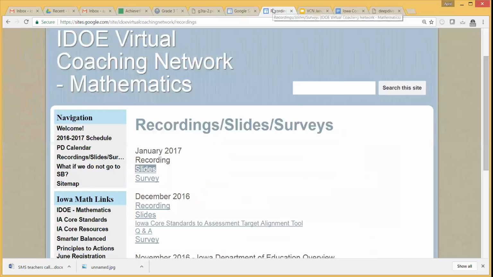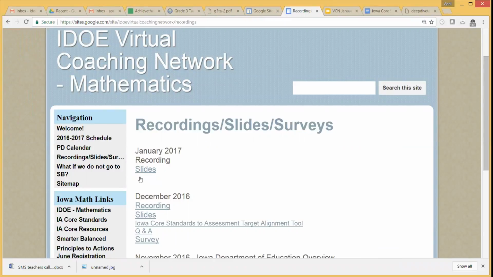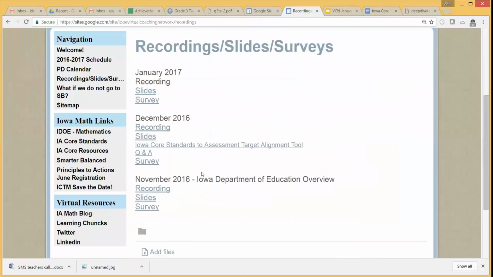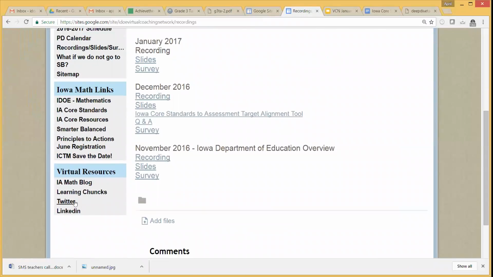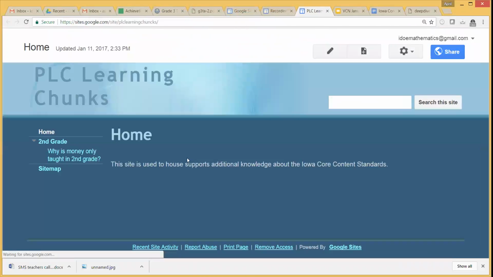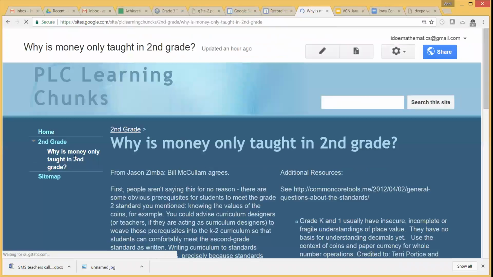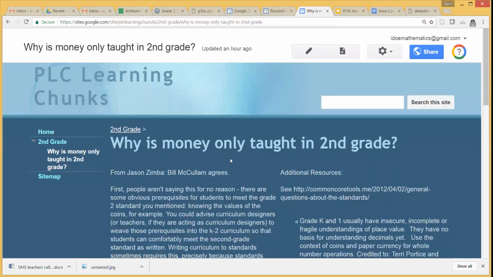Also, something that came out of our live session was a question. I do want to encourage you to go in here and take the survey for me, because that's how I get great feedback. But something else that I put over here was this little learning chunks. And one of the things we were talking about is, why is only money taught in second grade? Currently, this is the only learning chunk that we had.